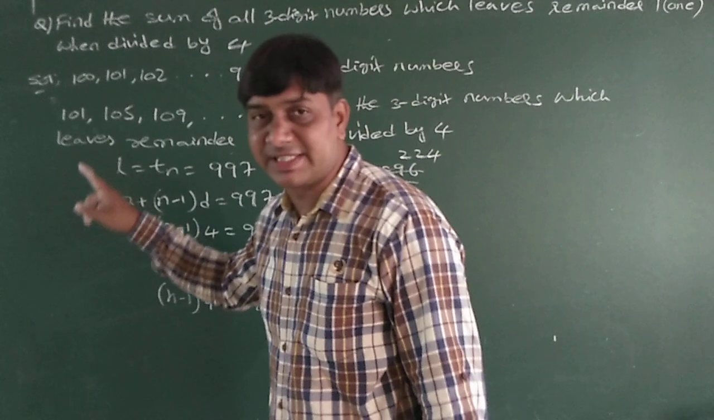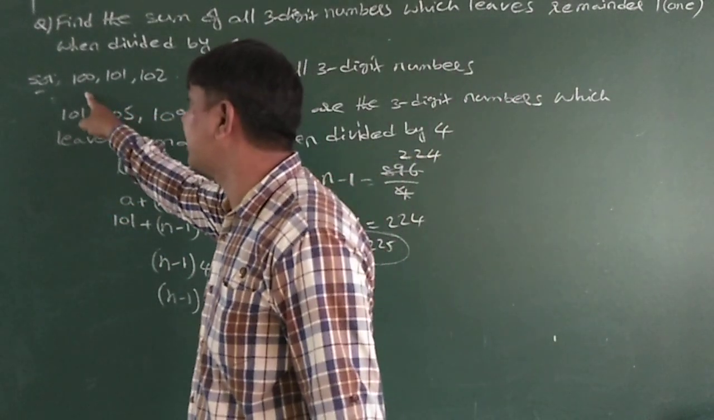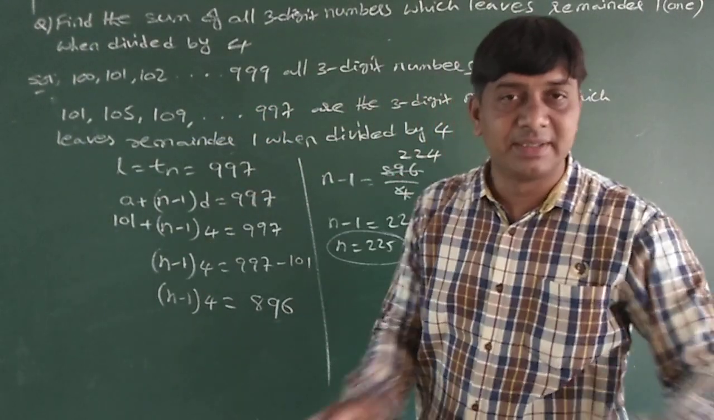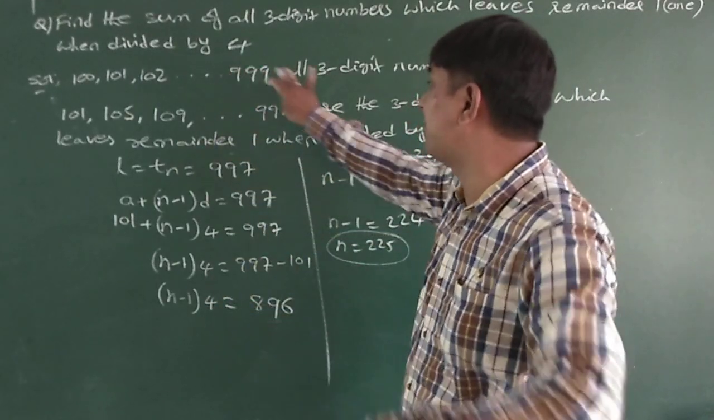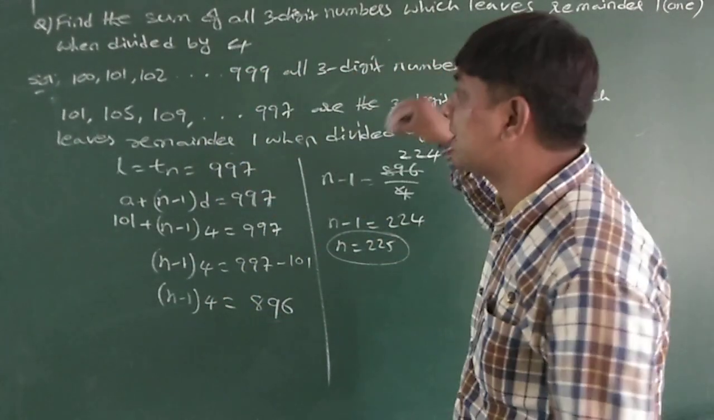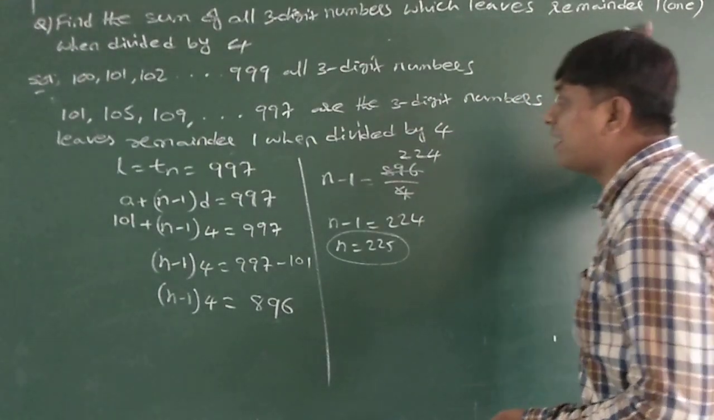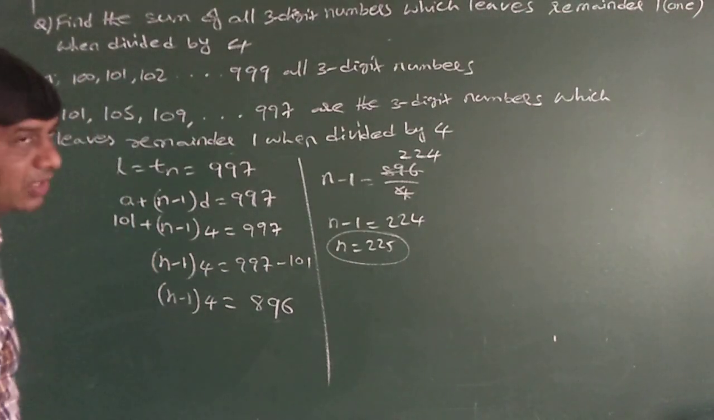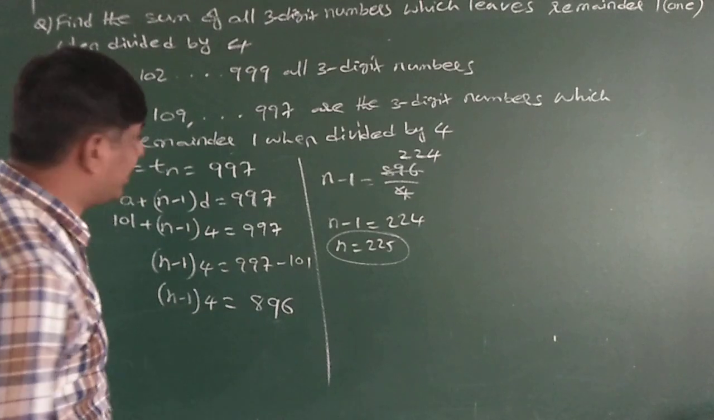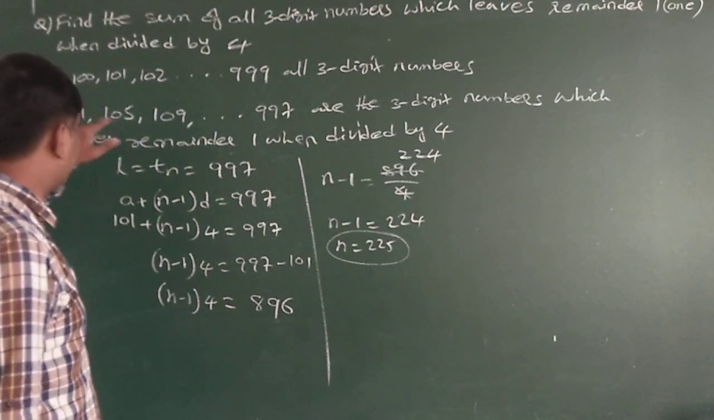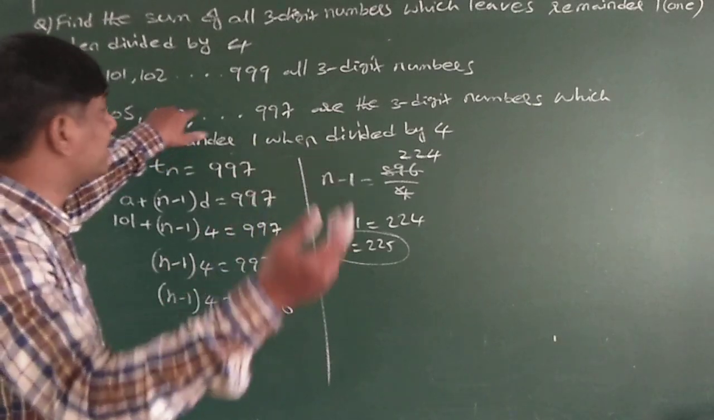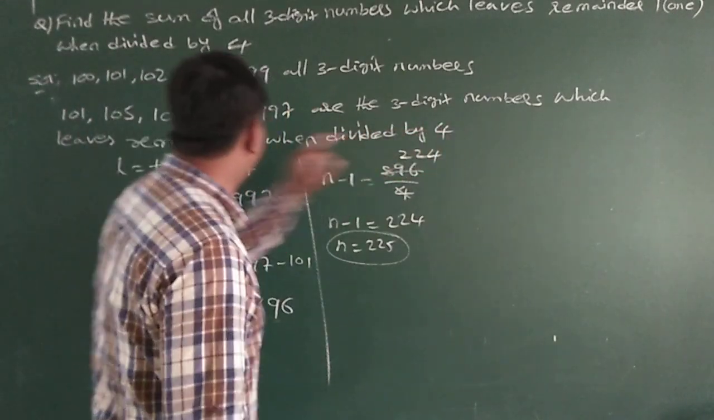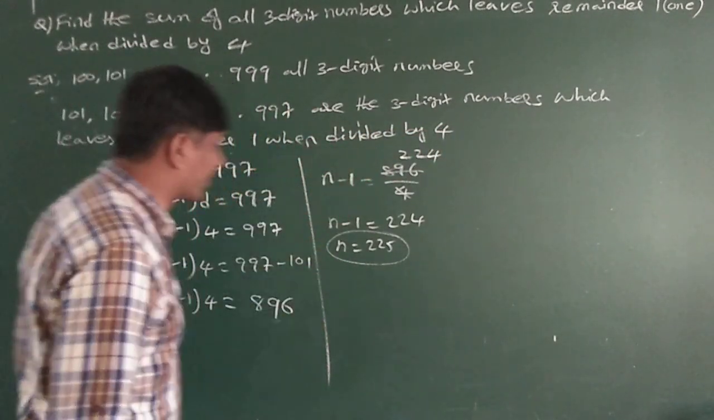Okay, so once again I am recalling it, just revising. 100, 101, 102 and so on up to 999 are all 3-digit numbers. I am not taking as per the question, all 3-digit numbers I took. From these, I am picking the numbers which leave remainder 1 when divided by 4. First I checked 100, which is exactly divisible, but I require remainder 1. So 101 will be the first number, then 105, 109 and so on. The last number is 997. These are all the 3-digit numbers which leave remainder 1 when divided by 4.